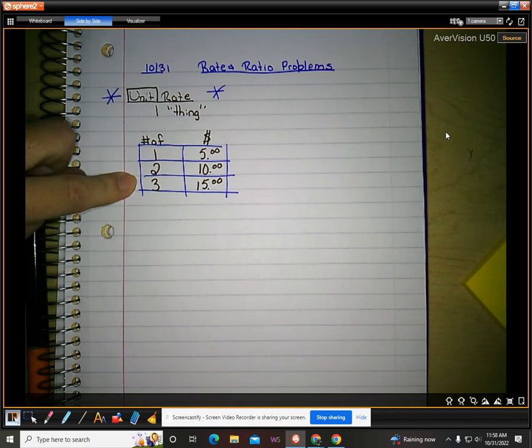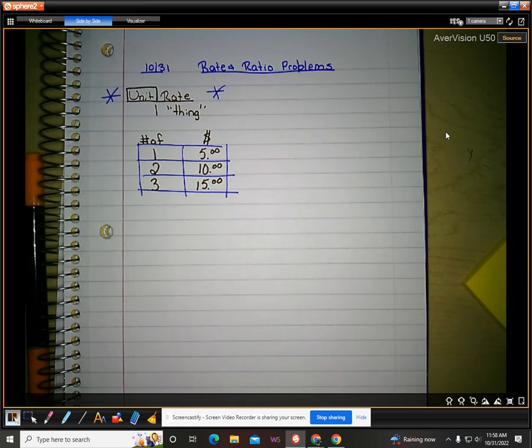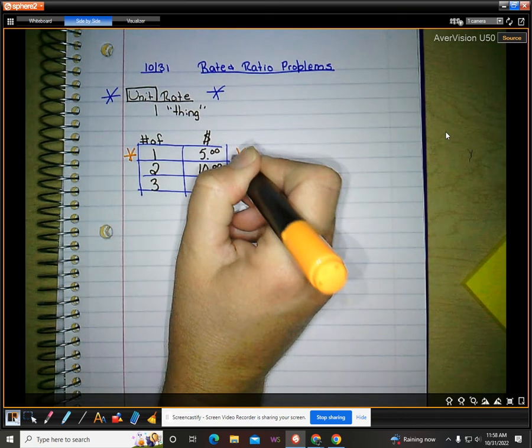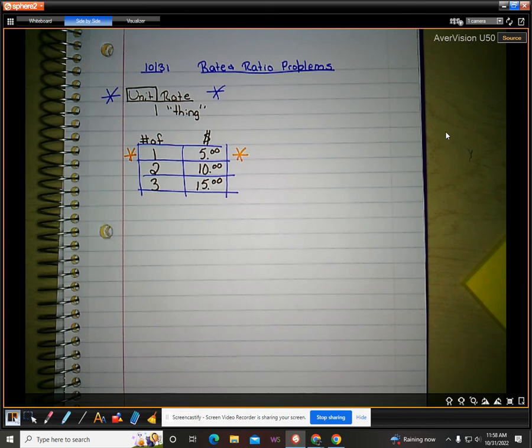Which one of these rows would be our unit price? James? The $5. Because for one package, it costs $5. So that's our unit price. That is our price for one package.